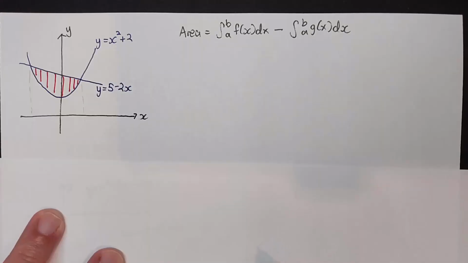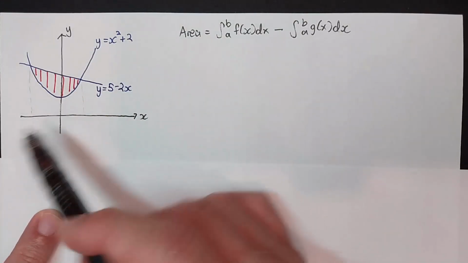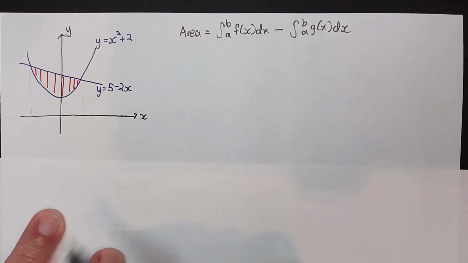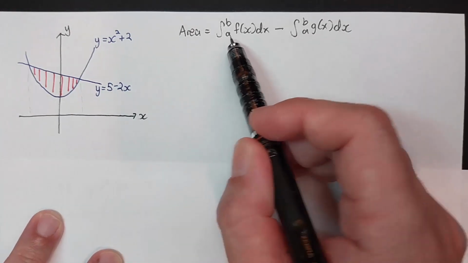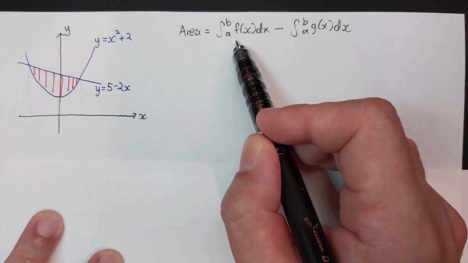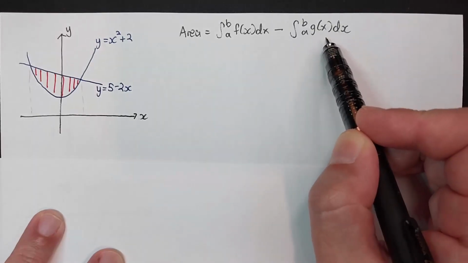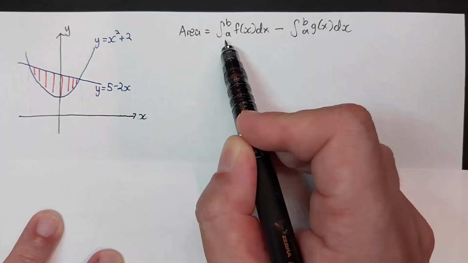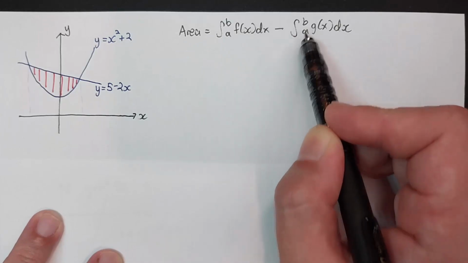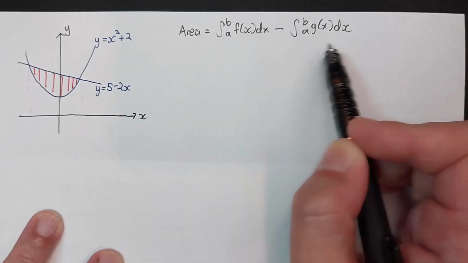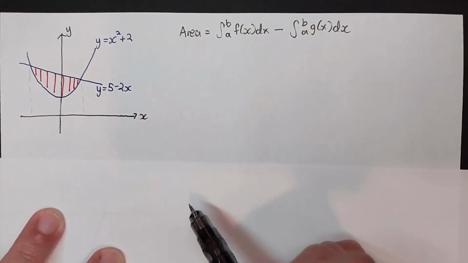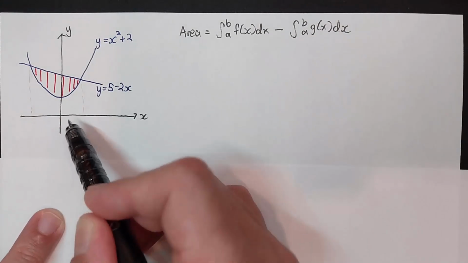In this lesson, we are going to find the area between a straight line and a curve. In order to find the area, we will use the definite integral of the upper curve minus the definite integral of the lower curve. Take note that the upper limits and the lower limits of the two curves must be the same. Let's look at this example here.